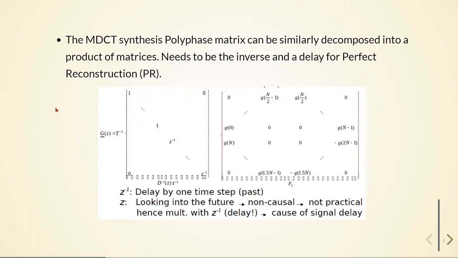The MDCT synthesis polyphase matrix can also be decomposed into a product of matrices, and here we see that we have this delay matrix inverse, so T to the power of minus 1. We have this FS matrix. We also note this diamond shape here, and we need to have a delay for perfect reconstruction. If we use z, that's looking at the future, is non-causal and is not practical, hence we are multiplying with z to the power of minus 1, generating a delay. This is the cause of our signal delay.